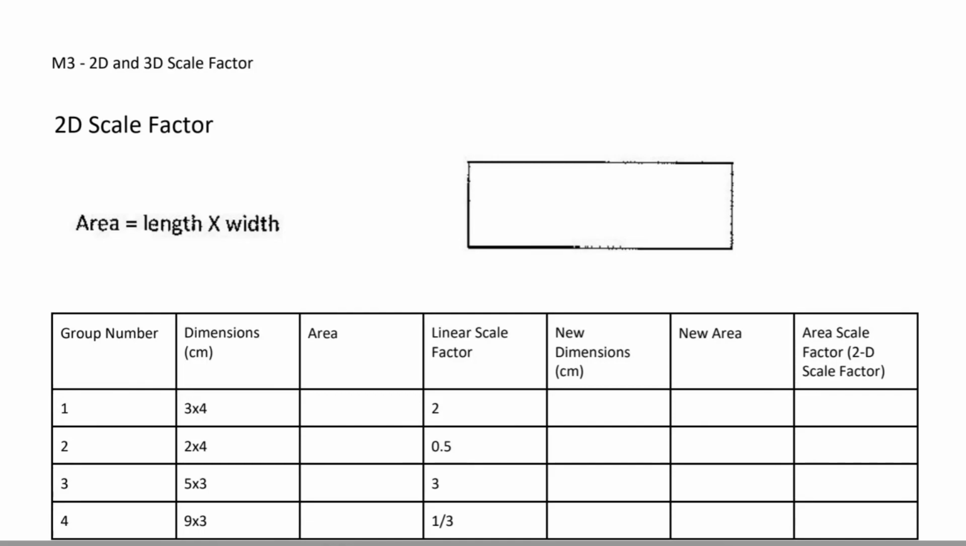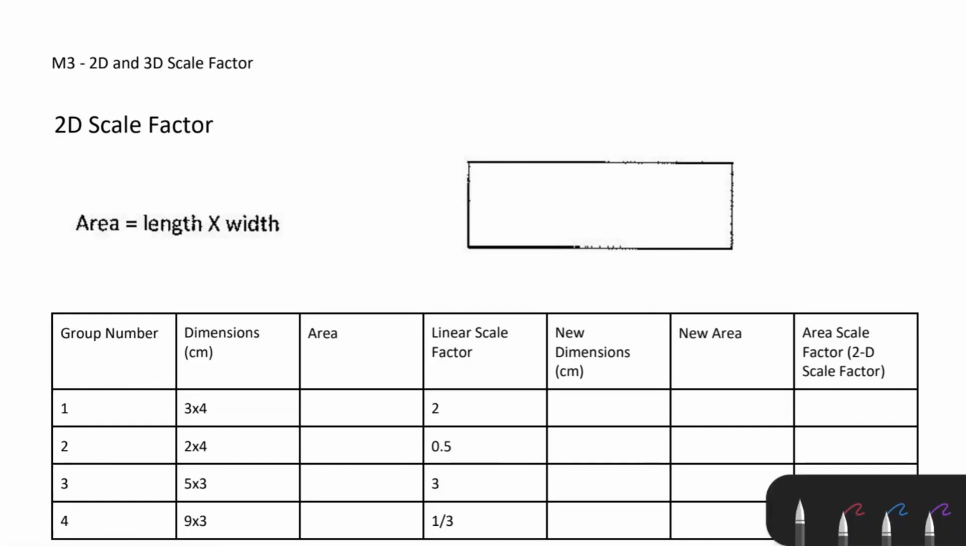If I am dealing with a rectangle that has dimensions of 3 centimeters by 4 centimeters, so basically we are just thinking about that area being length times width. So when I'm looking at the dimensions of 3 by 4, my area is 3 times 4. So I have an area of 12, keeping in mind my units are centimeters squared.